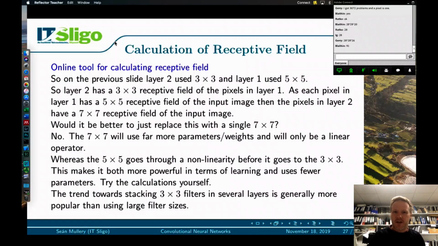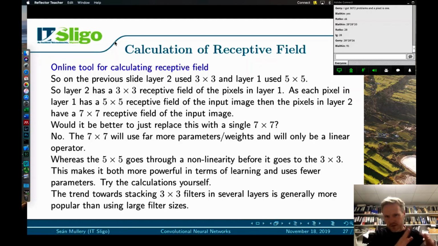So on the previous slides, layer 2 used a 3x3 and layer 1 used a 5x5. So layer 2 has a 3x3 receptive field of the pixels of layer 1. As each pixel in layer 1 has a 5x5 receptive field of the input image, the pixels in layer 2 actually have a 7x7 receptive field of the input image.